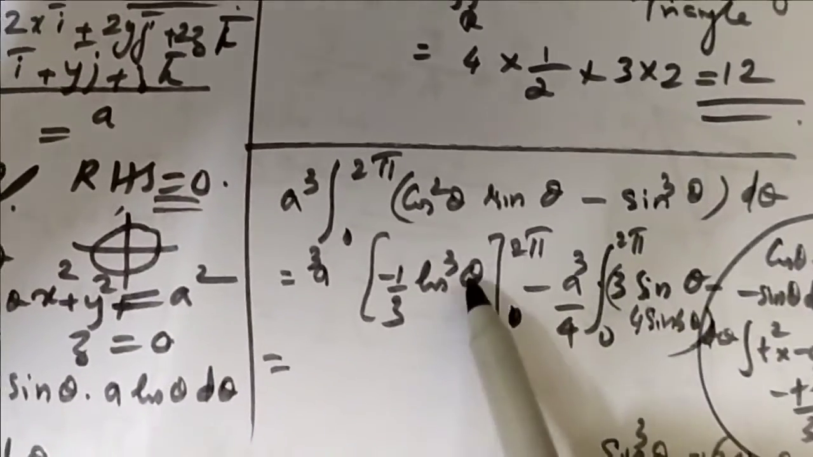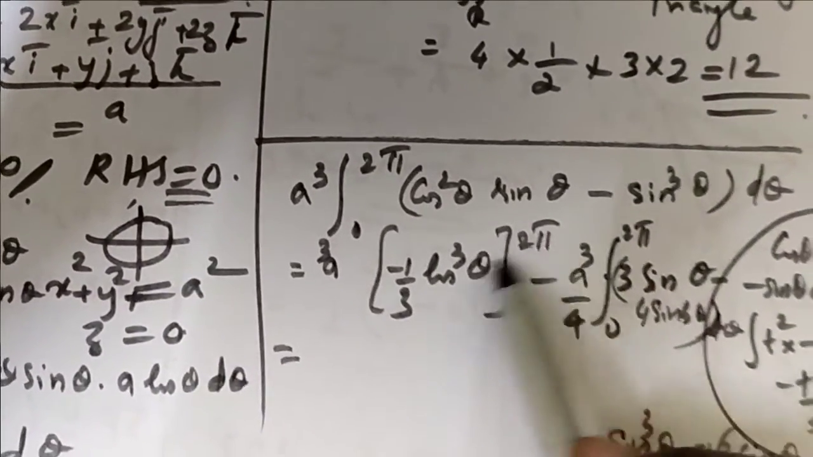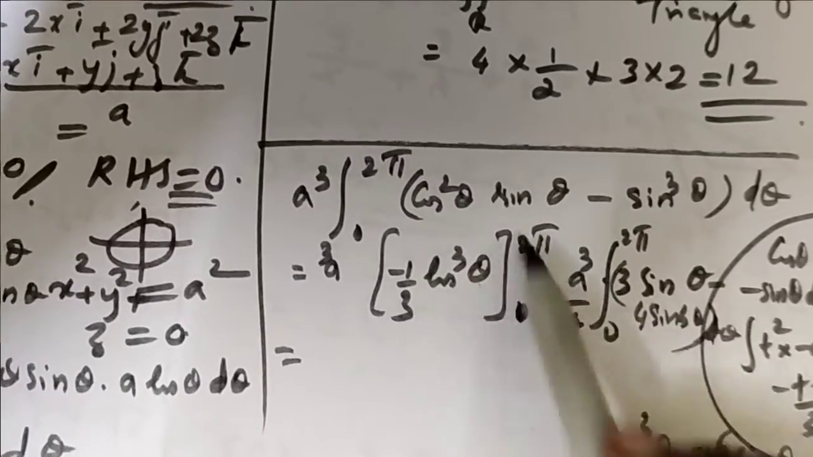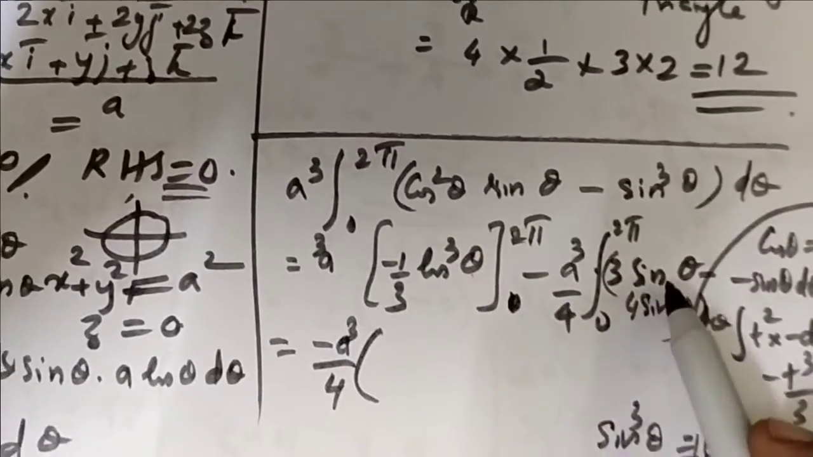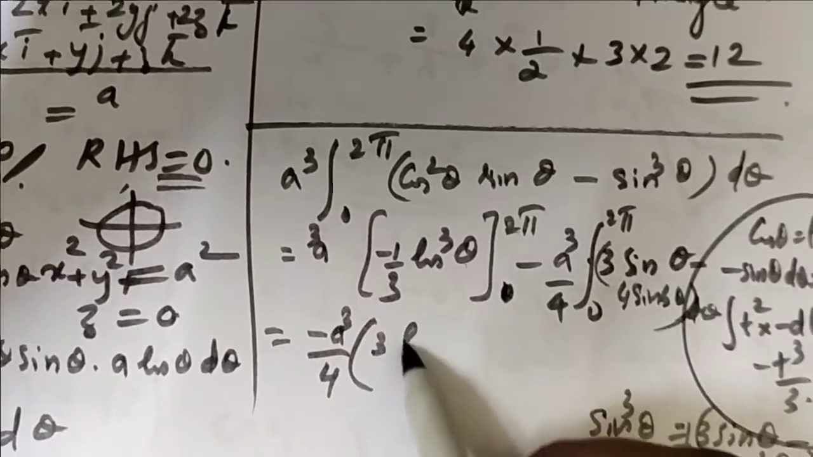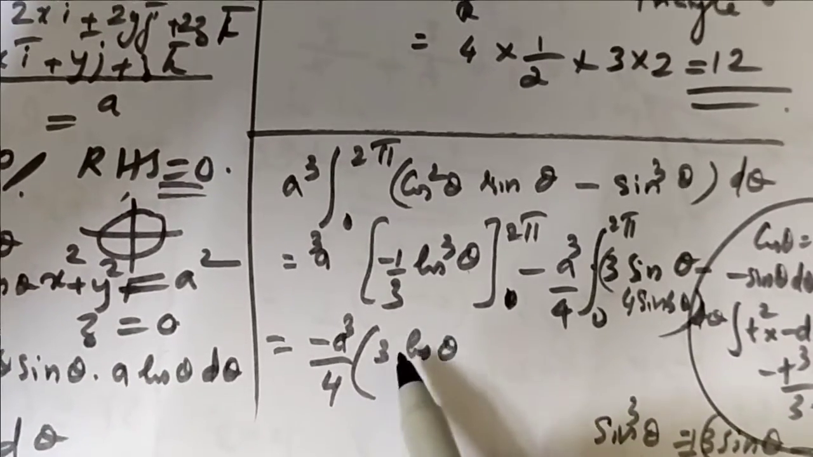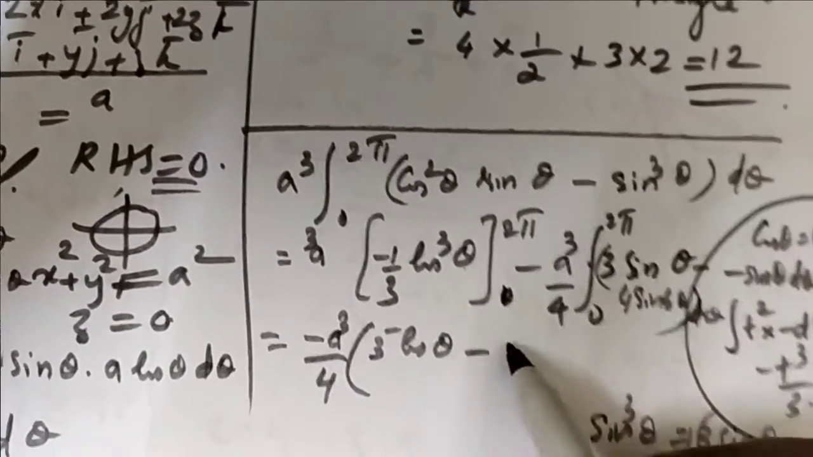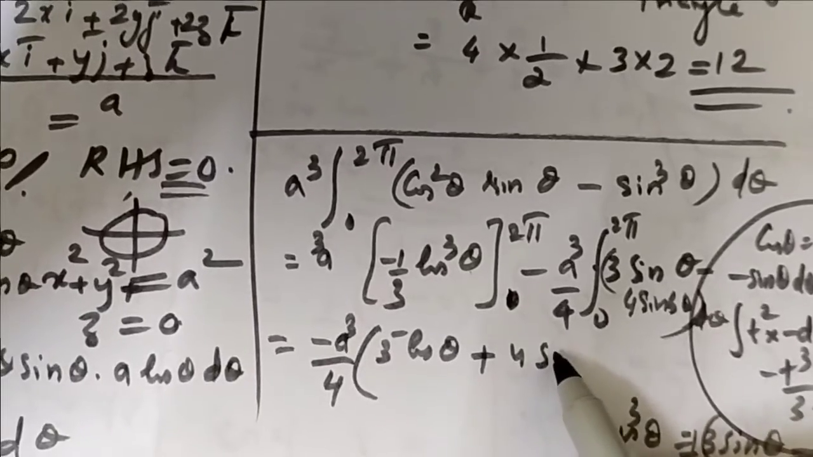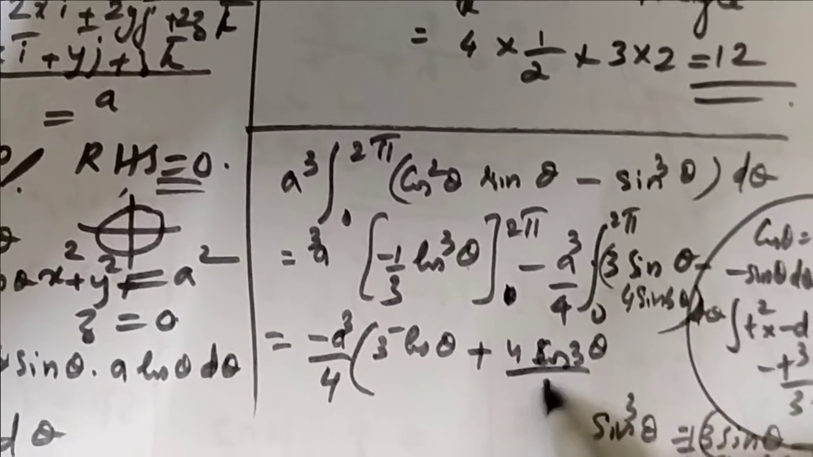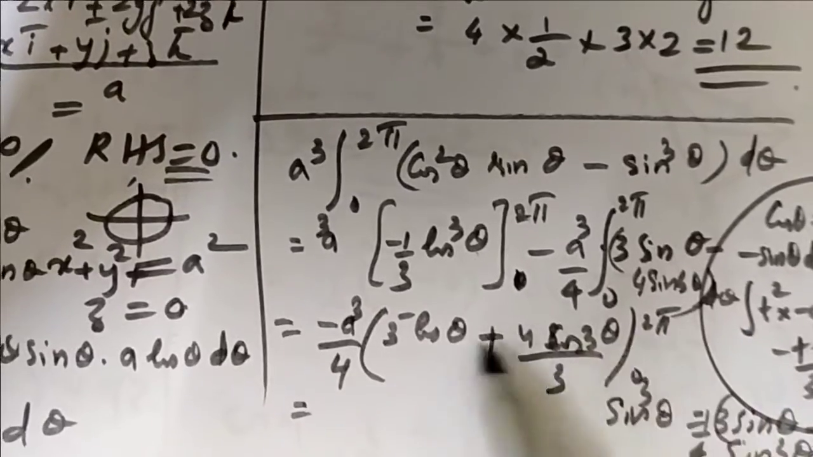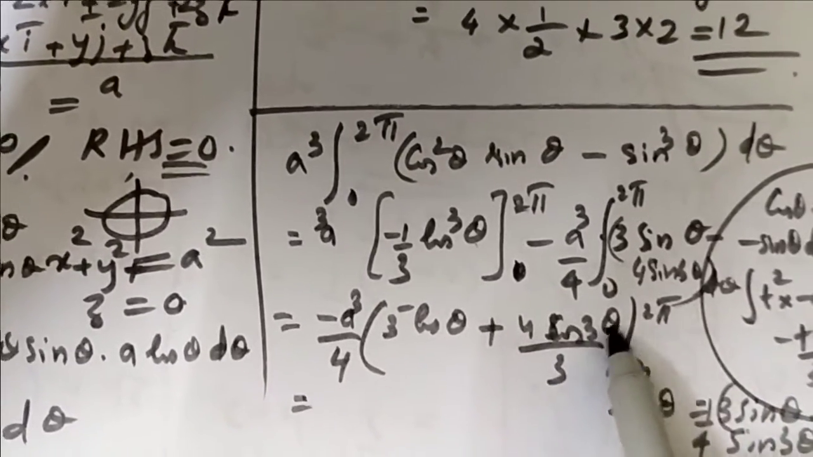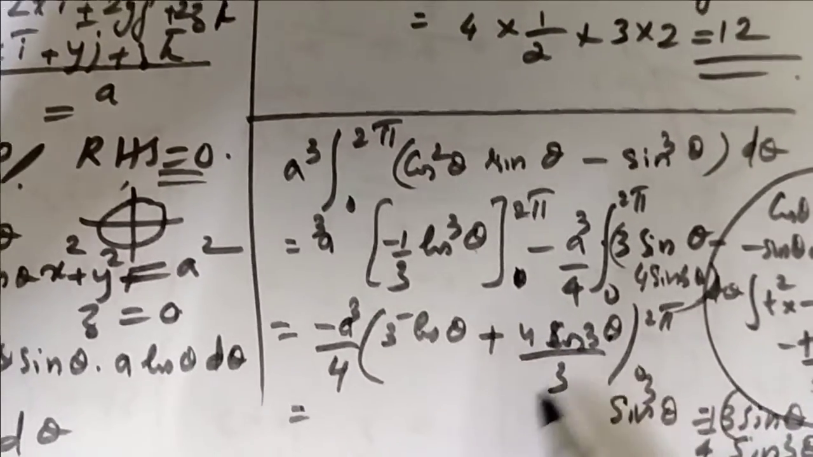So what is this one? Cos theta, cos 2 pi is 1, cos 0 is 1. So this term cancels. Okay, so minus a cube by 4 into, if you integrate this one, it will be minus cos theta plus cos 3 theta by 3 from 0 to 2 pi. Here also again cos 2 pi is 1, cos 0 is 1, cos 3 into 2 pi, cos 6 pi is 1, cos 0 is 1.